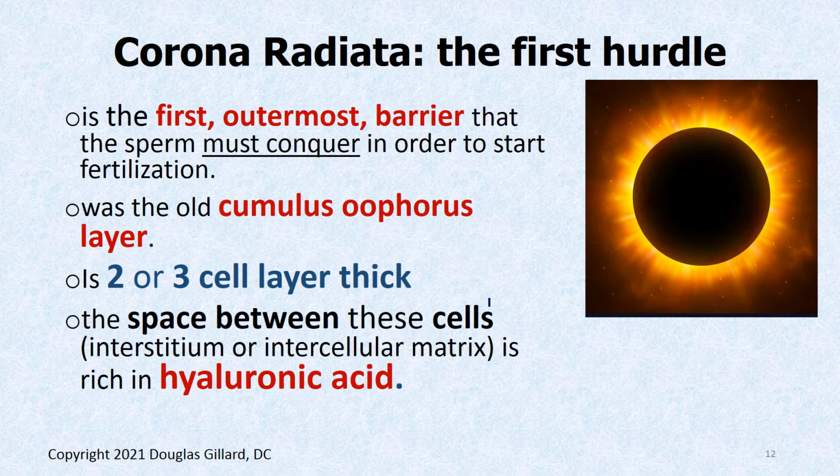And it has space between the cells, so you could think of the space between the Corona Radiata cells as an intercellular matrix, or an interstitium basically. And it's really rich in hyaluronic acid, which we are going to study in spinal anatomy.